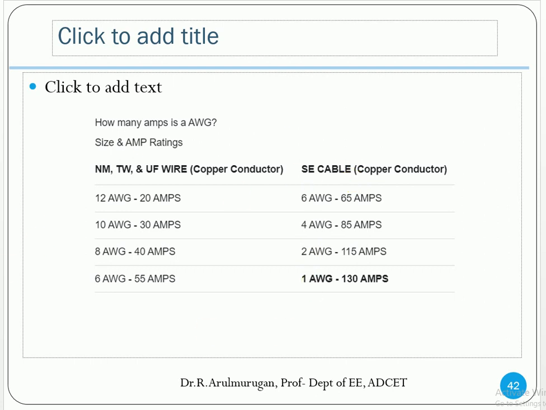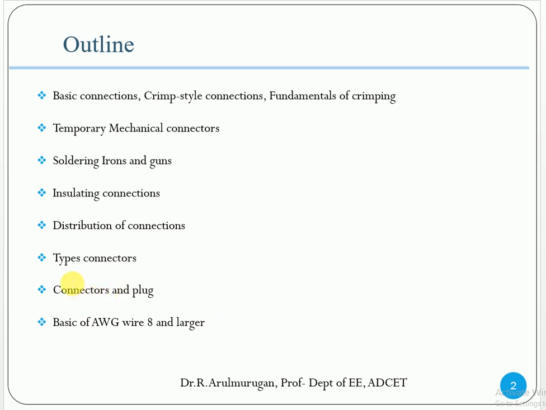Okay, the next one: connectors and plugs. The connector is the end piece. It is a male connector or female connector. The plug is a male connector. That is called jacks, a female connector. A male connector ends with a blade, which is a terminal, an iron piece. Only when it is connected to the jack does the current flow.